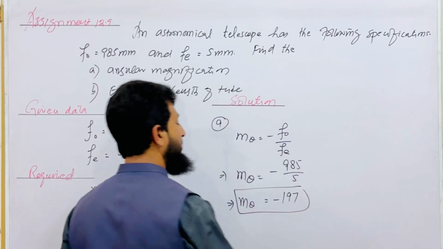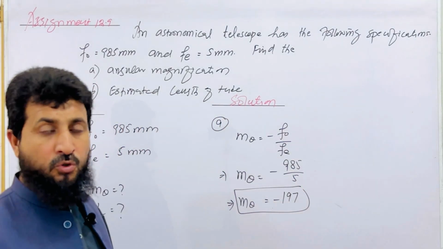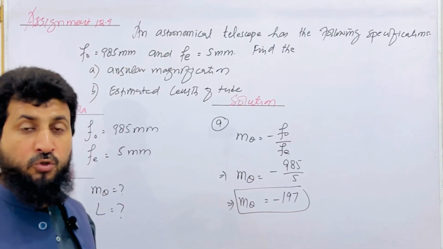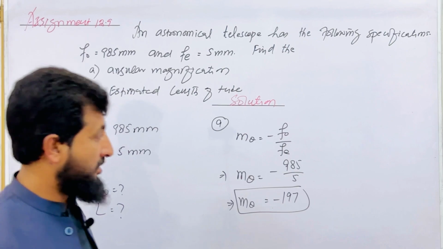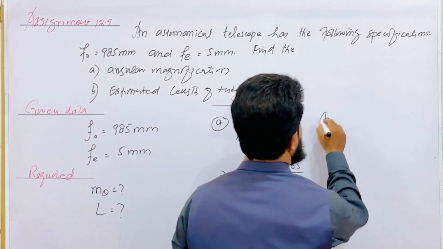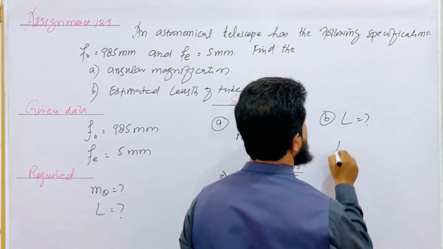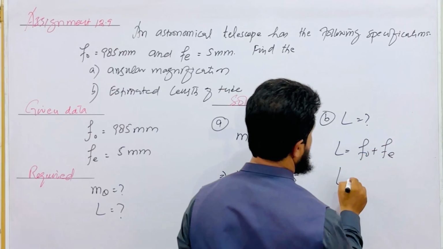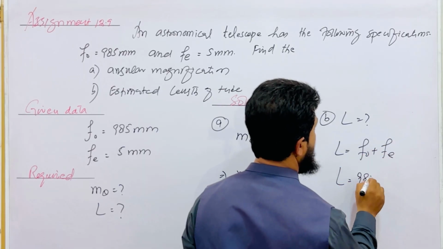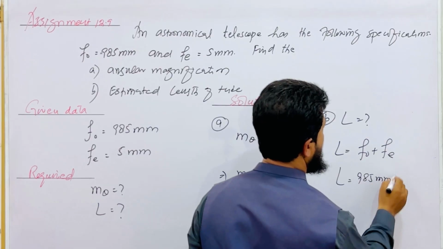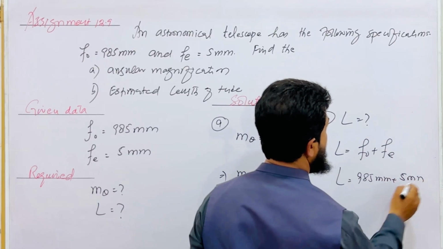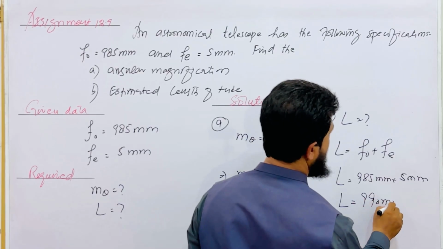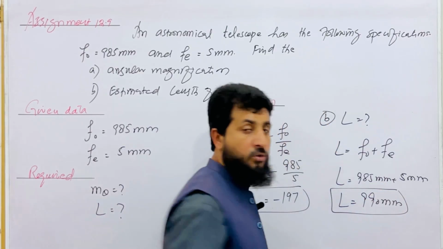This is the magnification. The minus sign shows the image is inverted, the final image is inverted, and 197 shows the magnitude of the magnification. B part में हमें find out करना है length of the tube. Length of the tube मैंने आपको बताया focal length of objective plus focal length of eyepiece के बराबर होता है. Focal length of objective 985 mm plus focal length of eyepiece is 5 mm. So the total length of the tube is 990 millimeter. This is the total length of the tube.